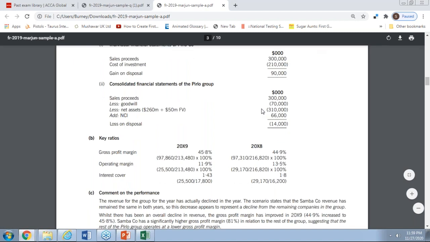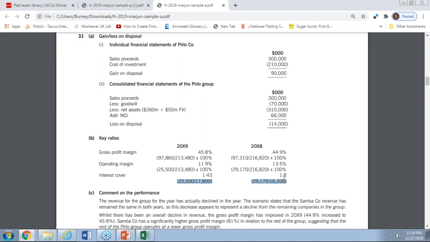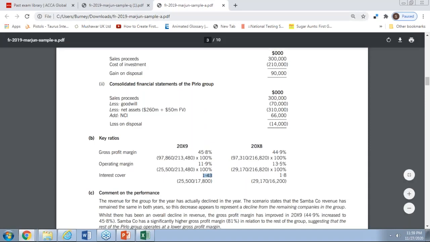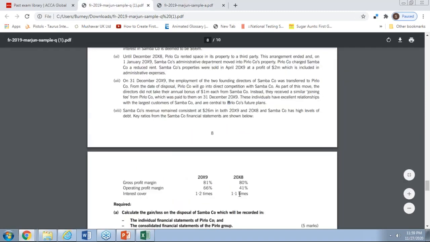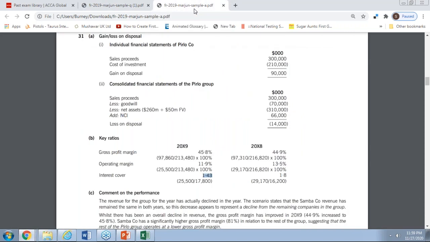What about the interest cover? Interest cover is 1.8 to 1.3. Overall interest cover is decreasing. But when you see the result of the Sama company, its interest is comparatively low. So from this perspective, it's good to sell the Sama company, because when you sell it, the overall interest cover of the group will improve, because the Sama company is a highly geared company.